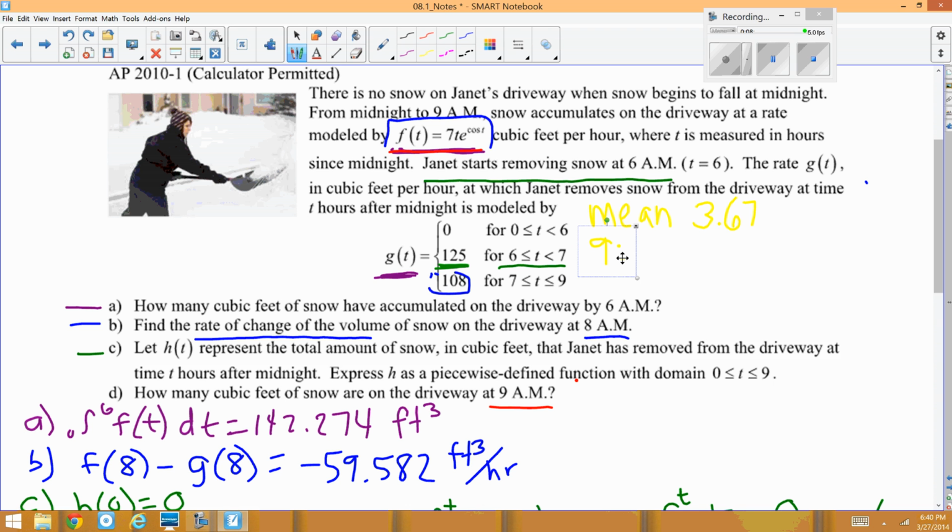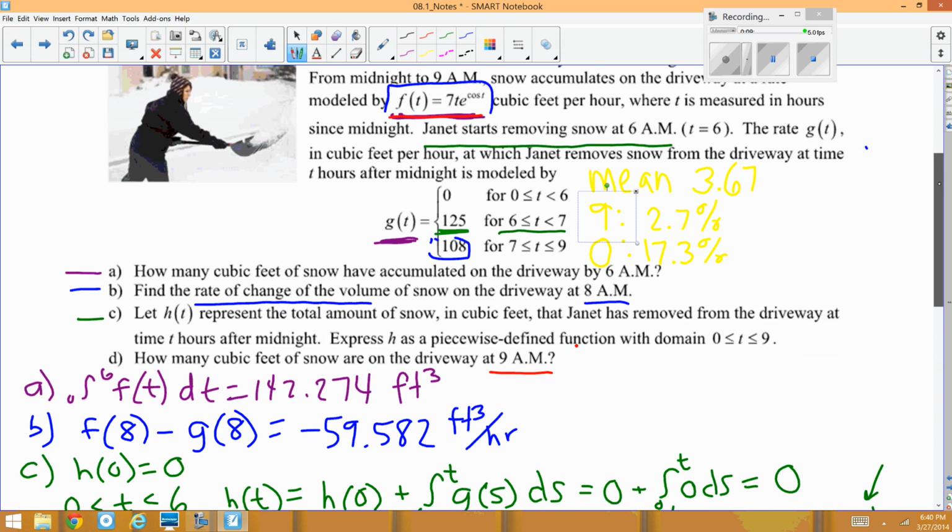The percentage of people who got a 9, ooh, a 2.7%, not too bad. The number of people who got 0 points, nothing at all, yikes, 17.3%. So a pretty large percentage got no points at all. So remember, if you get 1 point, you are better than 17.3% of the people who did this problem.